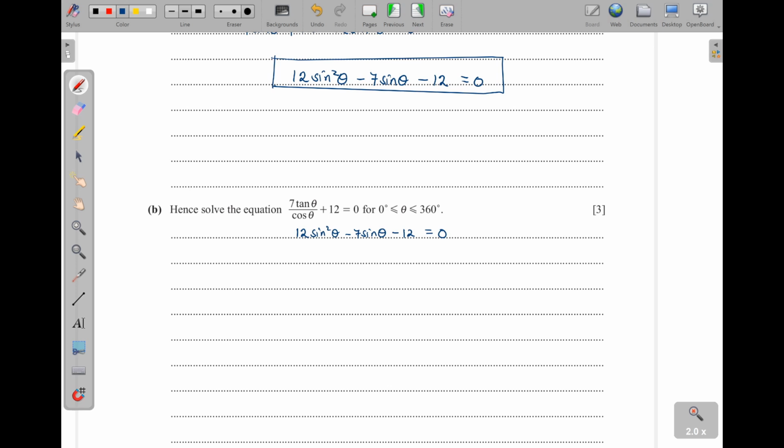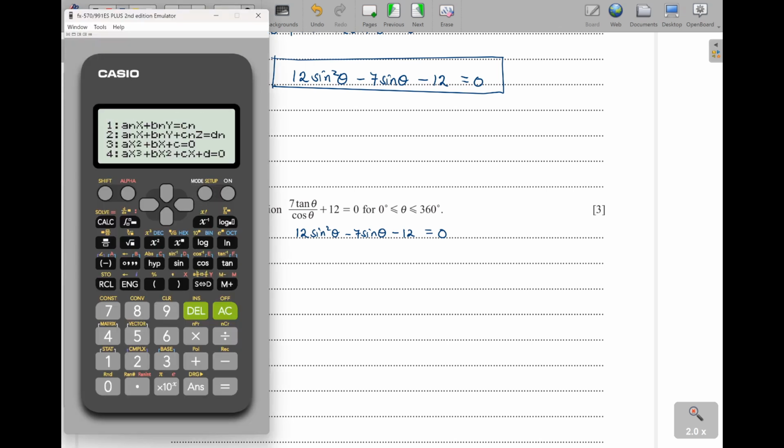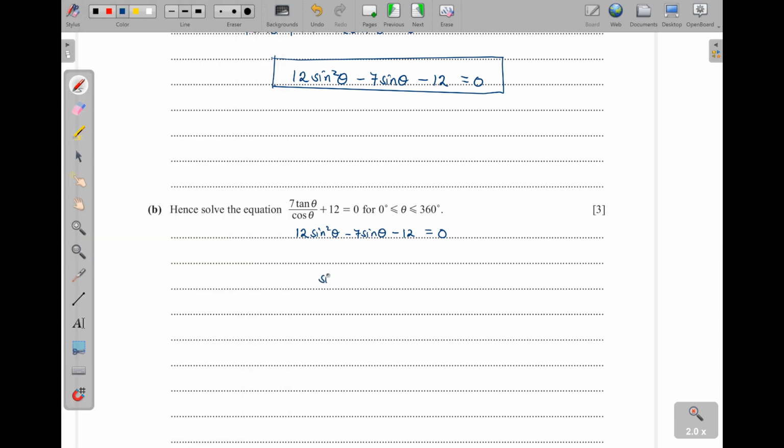So let's check whether this one can be factorized. Now from here, I'll go to equation, that is 5, then quadratic is 3, A is going to be 12, B is -7, and then C is -12. Then when I press equals, that is 4 over 3, and then -3 over 4. So I'll skip space here, okay? And then I write that -3 over 4, and then the 4 over 3. So sine of theta is going to be equal to -3 over 4, and also sine of theta is equal to 4 over 3, okay?